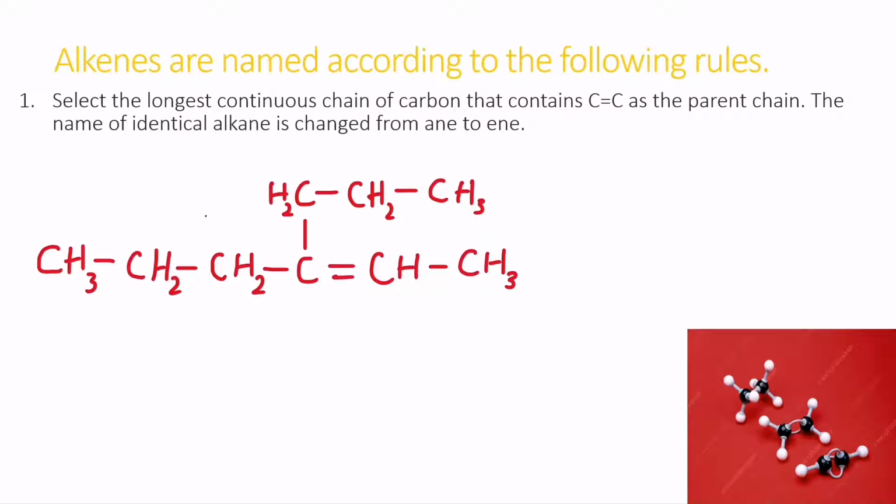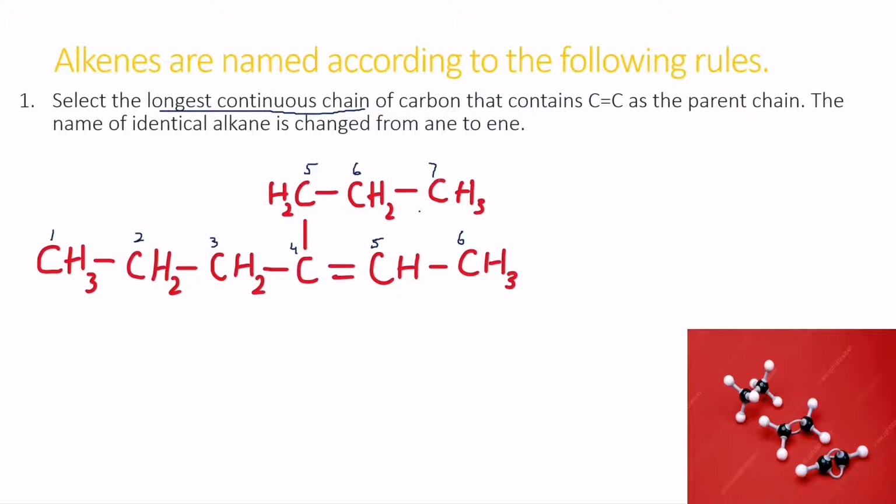Now let's move to the IUPAC system of naming the alkenes. The first rule is that we have to select the longest continuous chain. So if I number it like this: 1, 2, 3, 4, 5, 6, 7, here I have a chain of 7 carbons, and if I go like that: 4, 5 and 6, it's a small chain.